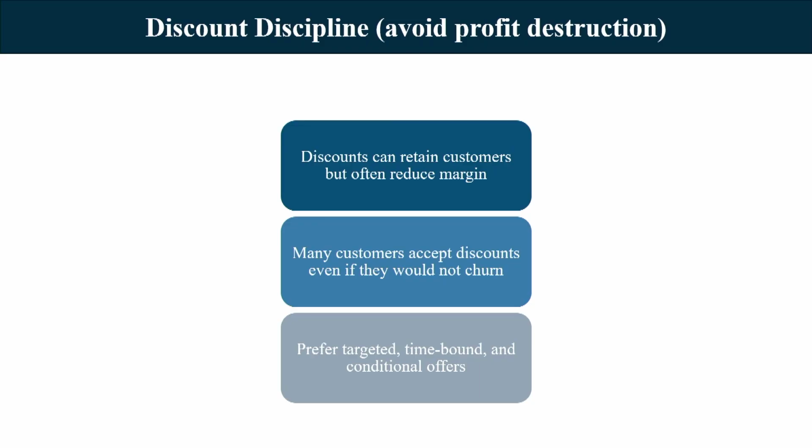Another aspect that we need to look into is the discipline of discount. Something going wrong? Extended discount. People are getting churned, and discounts are extended even without root cause analysis. This is not a right strategy. Many organizations tend to do it because of the lack of insights. So, avoid this profit destruction.